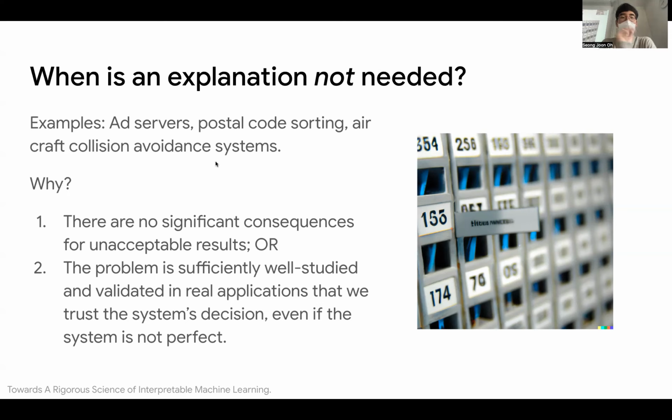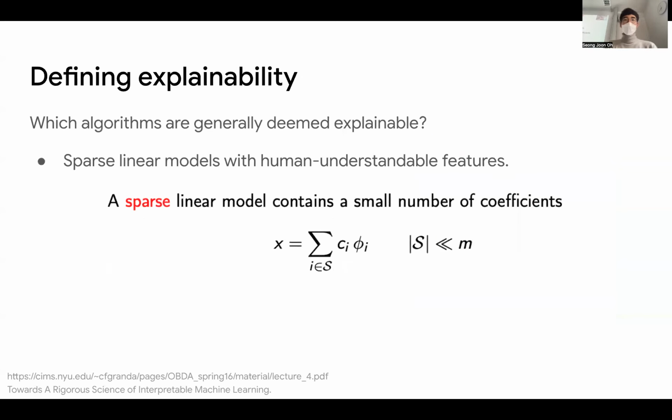When postal code sorting, for example, goes wrong, then we're going to inspect what went wrong in the process. Or if aircraft collide, then of course there will be inspections of what went wrong and possibly a fix to the situation. I think this is a good example of when an explanation is actually needed. So let's try to define explainability. And before defining explainability, it's probably a good idea to start with a system that is deemed explainable.